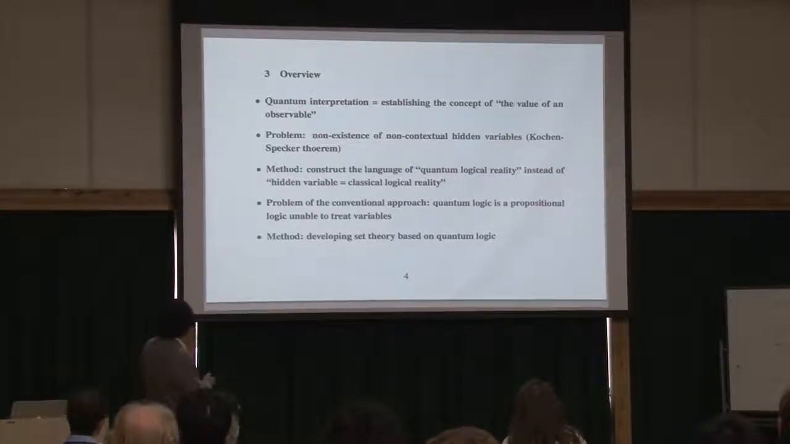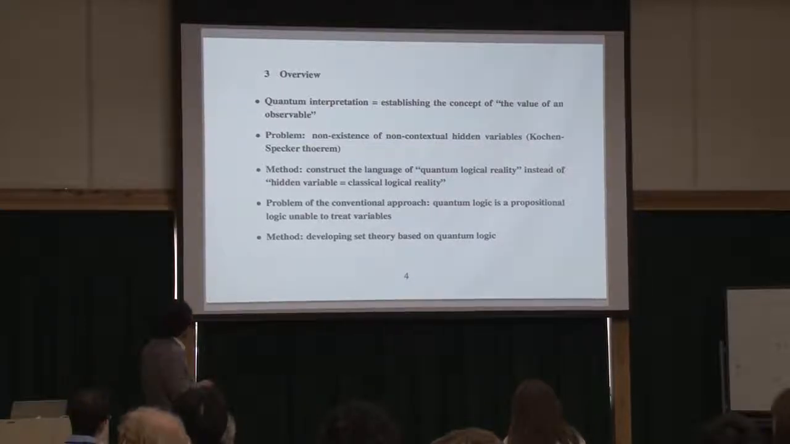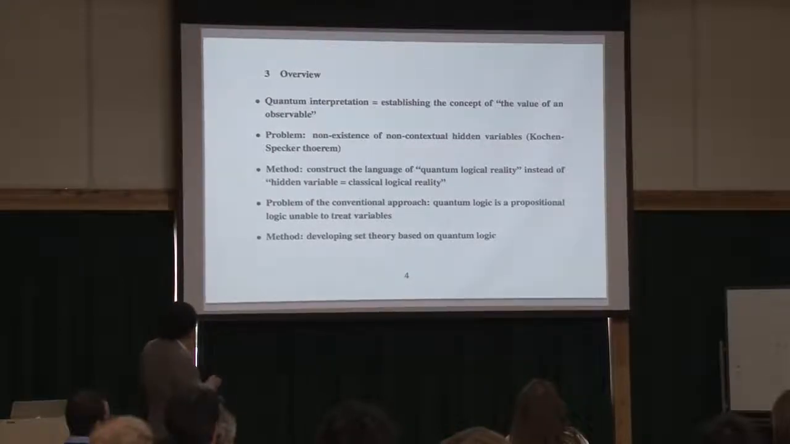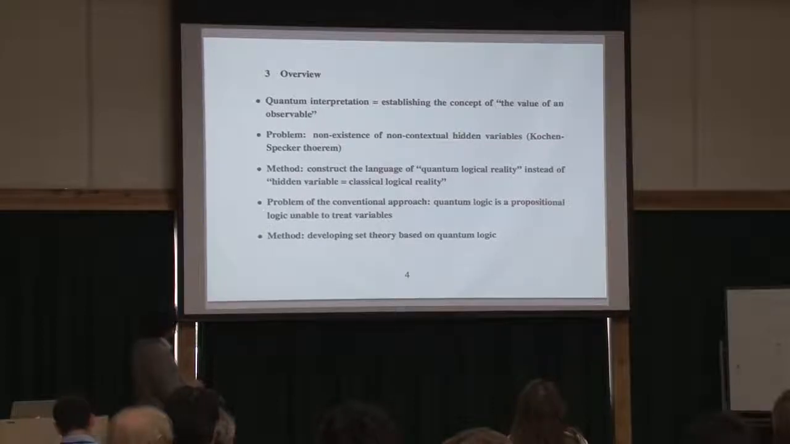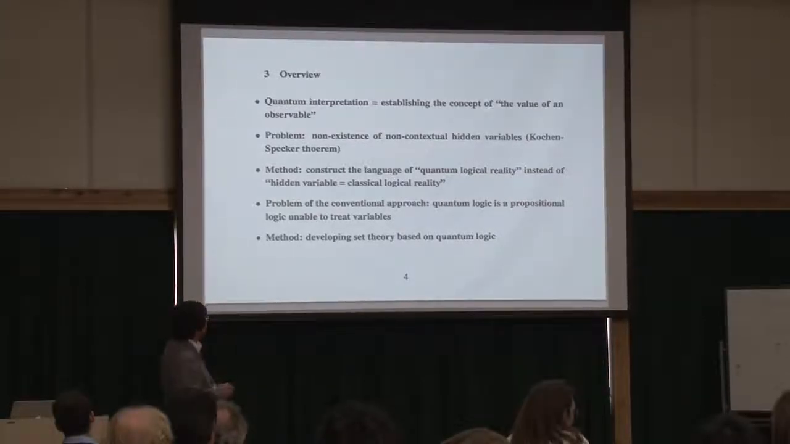problematic in quantum mechanics. The problem is the non-existence of non-contextual hidden variables, proved by the Kochen-Specker theorem, which shows that we cannot have a naive language talking about the value of an observable. So here we consider a method to construct a language of quantum logical reality instead of hidden variables or classical logical reality. In fact, we use quantum logical reality instead of classical logical reality. The problem with this conventional approach is that quantum logic is a propositional logic, which is unable to treat variables like observables.